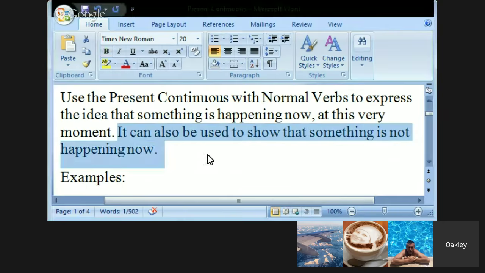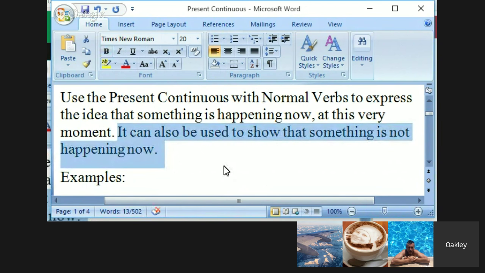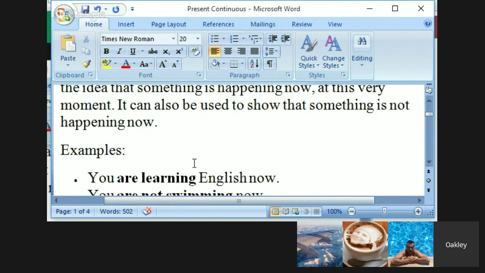Or conversely, of course, with a negative, it can show that something is not happening right now. I keep saying now for a reason, because in English, now has the now meaning, the right this second. But in English, when you consider grammar, you also have to think about sometimes now is a wider meaning. We'll get to that in a little bit. But let's first start off with the now.